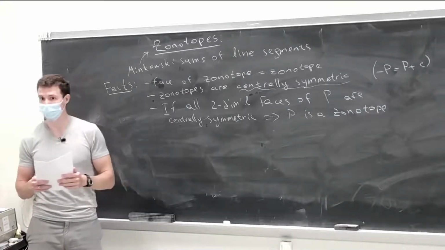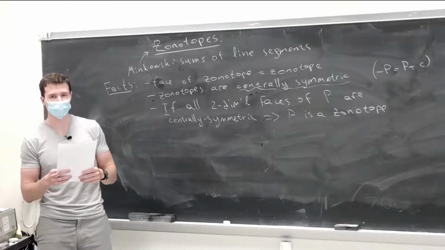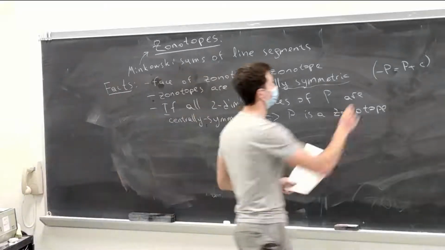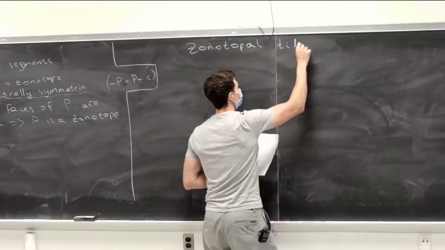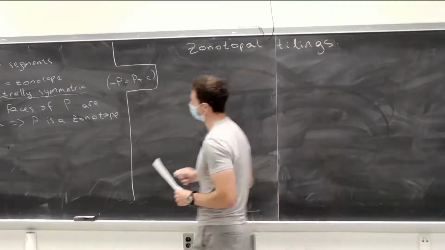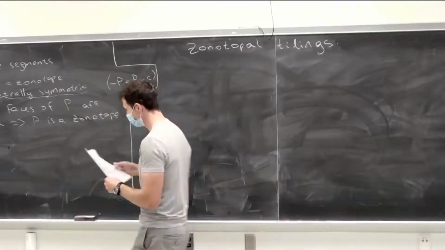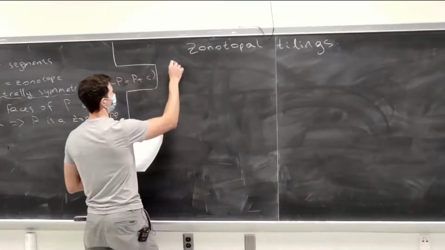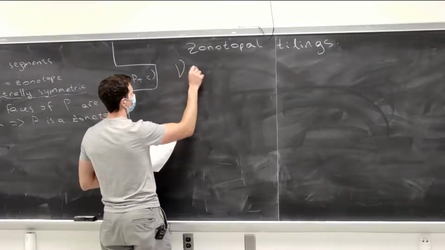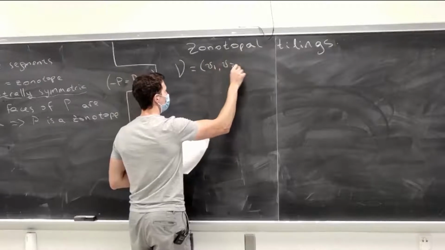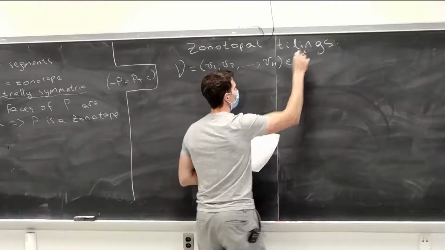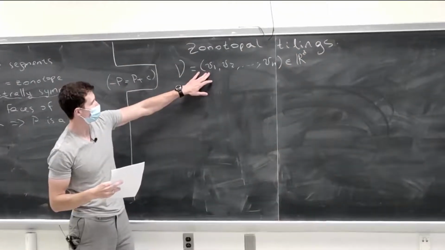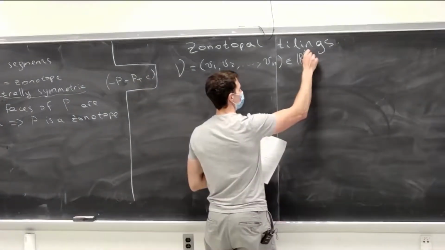And what I am going to do today is talk about zonotopal tilings. And for that, it's going to be convenient for me to introduce some notation. First of all, I'm going to start with a vector configuration, just a bunch of vectors, v1, v2, all the way up to vn. These are vectors in R^d. So one thing I want to do is write R^(d×n).